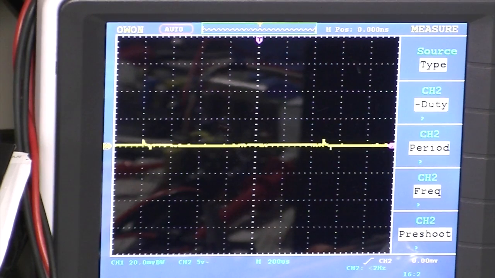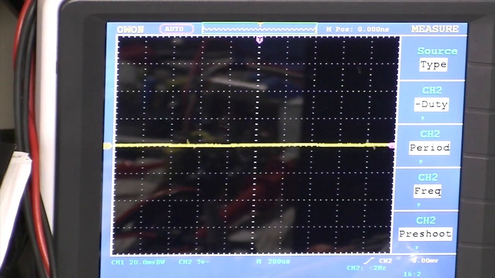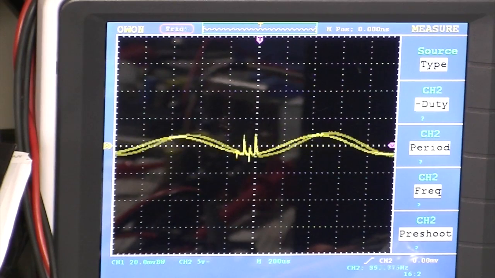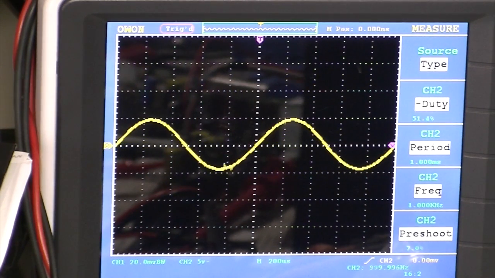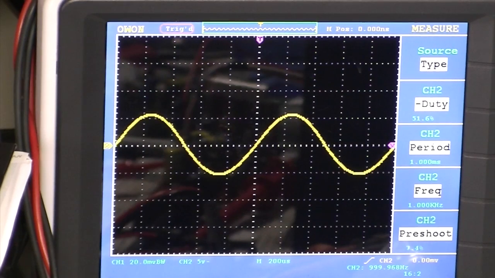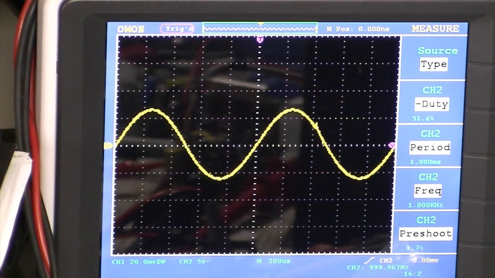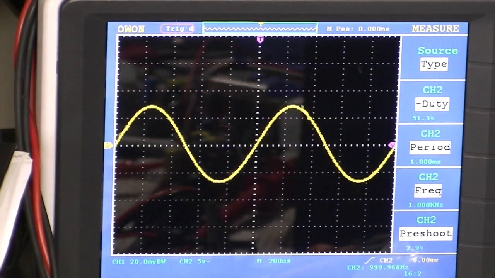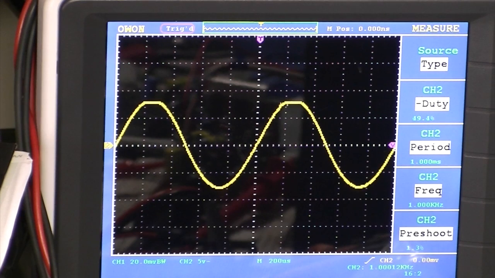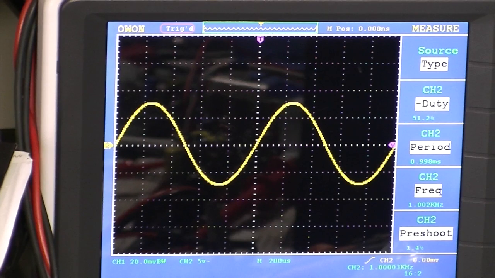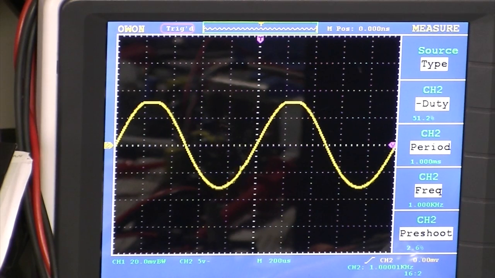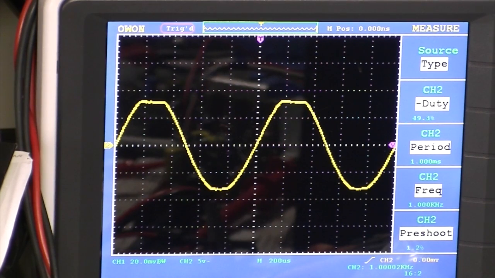30 ohms. Let's go for it. Let's start ramping it up. Okay, so let's go on the watt scale. According to that, we're at roughly 1 watt now. Okay, so 1 watt is 29 millivolts.